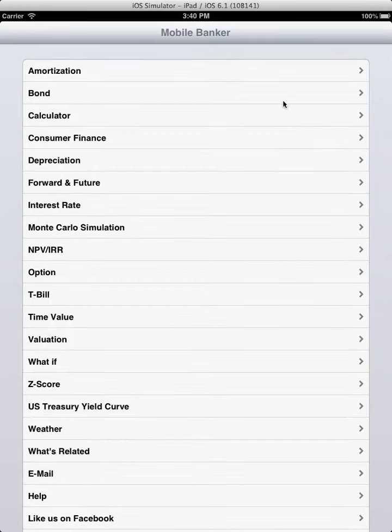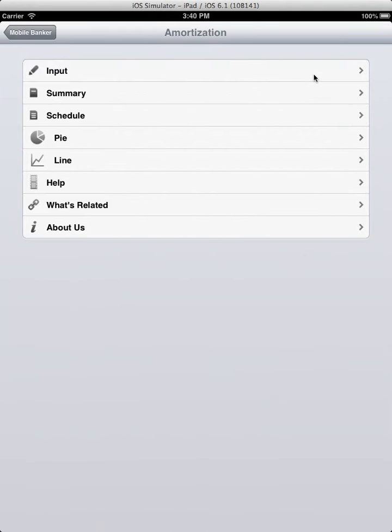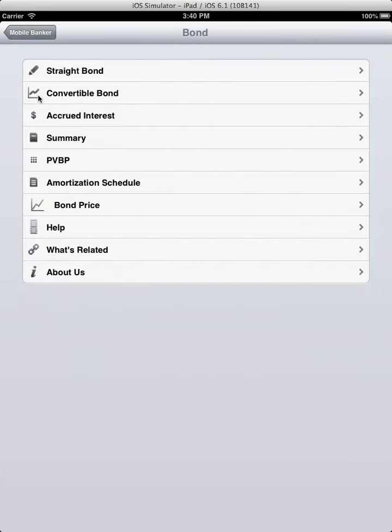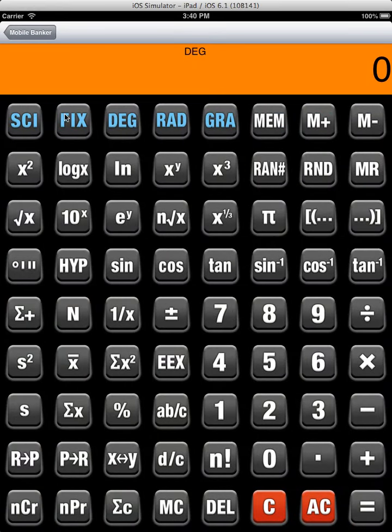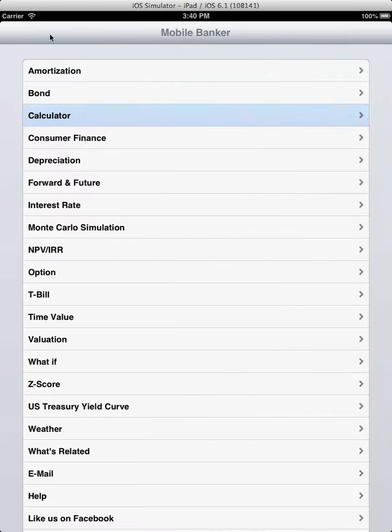The key functionalities: amortization. It covers loan analysis. It calculates amortization schedule. It calculates bonds, straight bond, convertible bond, accrued interest, provides summary, price value of basis point, amortization schedule, and bond price. It has a nice built-in scientific calculator.